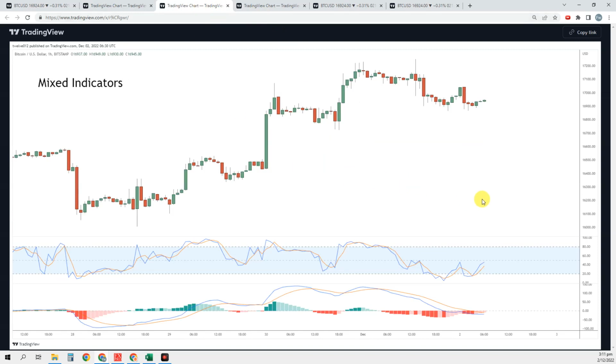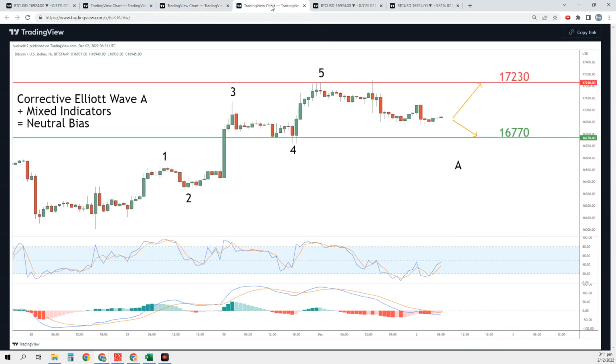And also on the first screen that you see, the indicators here, this is the stochastics and this is the MACD. So the stochastics is showing a bullish signal while the MACD is still in negative zone. So it also portrays a mixed picture. So when we combine the two technical factors, the corrective Elliott wave A and the mixed indicators, we have ourselves a neutral bias.